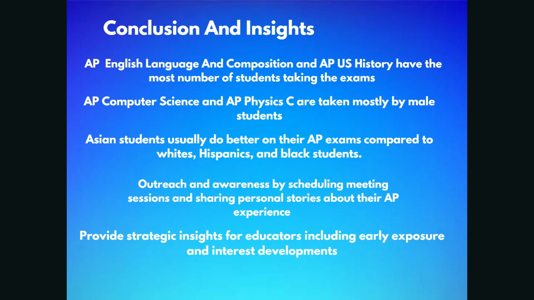Another is to provide strategic insights for educators, including early exposure and interest development. I think this is also important with resource allocation. There are schools that might consider allocating more resources to subjects with lower average scores. And this will involve additional tutoring, enhancing teaching materials, or more rigorous preparatory courses, and encouraging participation at an early stage, early exposure, especially for girls. We need to get more girls to take AP Computer Science and AP Physics in the STEM fields.